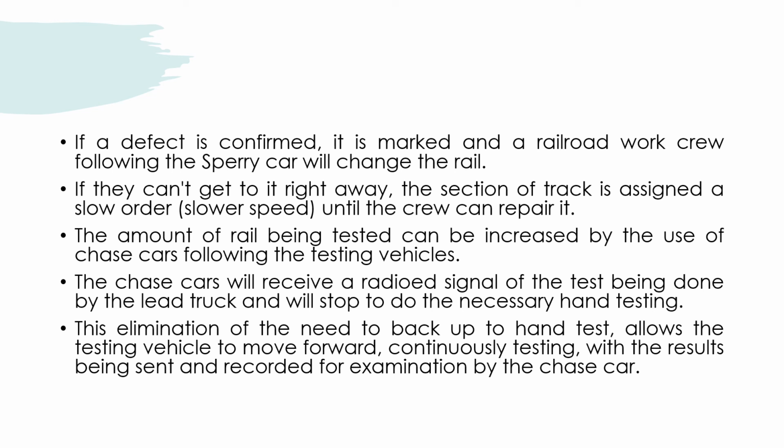If a defect is confirmed, it is marked, and a railroad work crew following the test car will change the rail. If they cannot get to it right away, the section of track is assigned a slow order until the crew can repair it. The amount of rail being tested can be increased by the use of a chase car, which follows the testing vehicle.